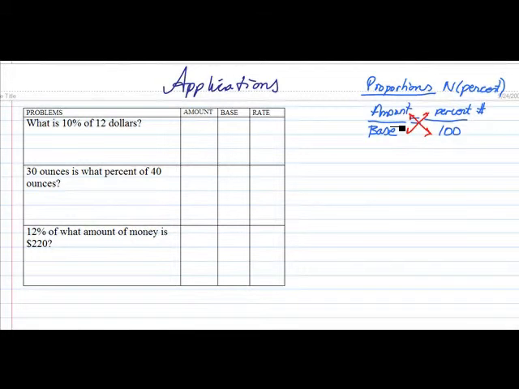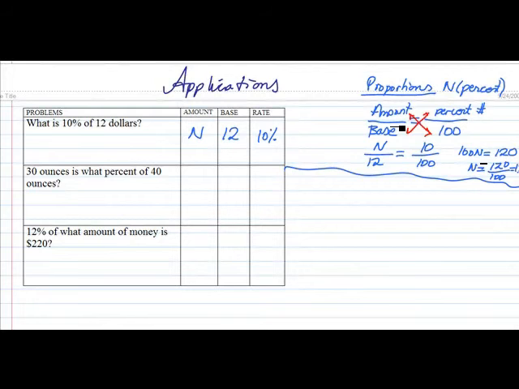So let's do this problem. What is 10% of $12? 10% is your rate, of $12. 12 is your base. N is your amount. So let's plug it in. N divided by 12 is the percent rate, which is 10 over 100. You crisscross it, you'll get 100N equals 120. N is 120 divided by 100, which is 1.2, which is what you had before. So let's do the next problem.